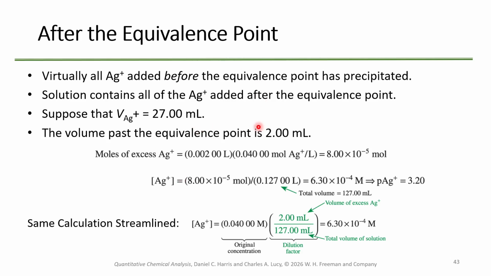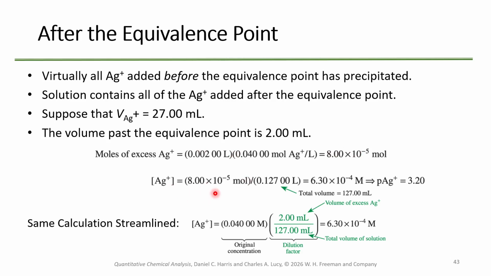So let's suppose that we do the 27 addition. So we're 2 milliliters after equivalence point, right? And so we're going to take the moles of the excess. And so moles of excess is just the extra 2 milliliters times its concentration. And that gives us moles of excess silver. And that's all we need to do there. Okay?